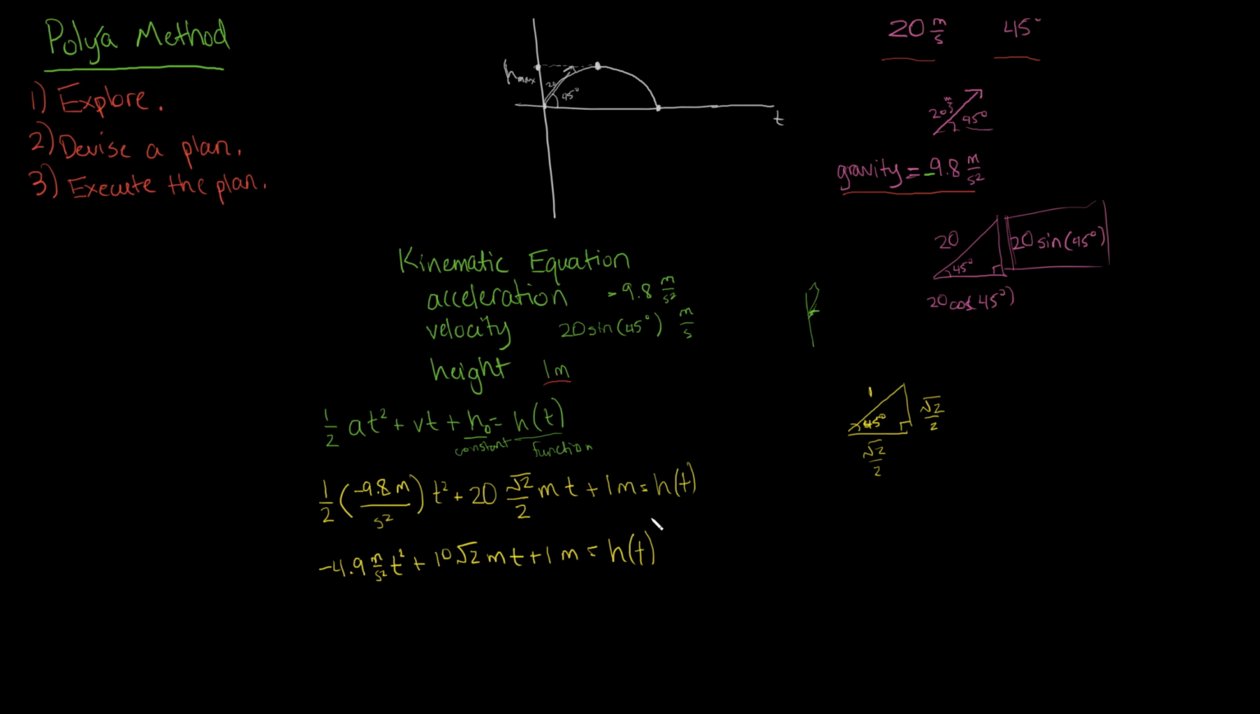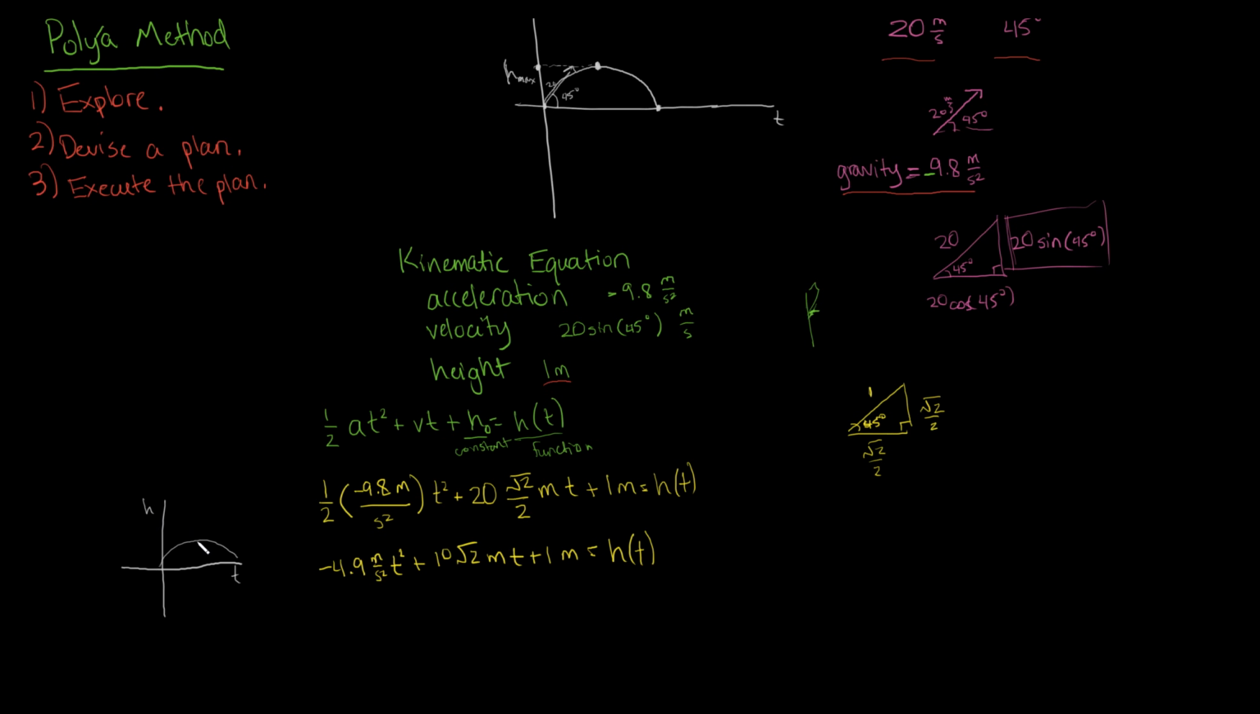And you might ask yourself, all right, this is cool. We've got ourselves an equation that will represent our height at any time t. But how is this useful? Well, if we think about what we've got, this is t, this is h.